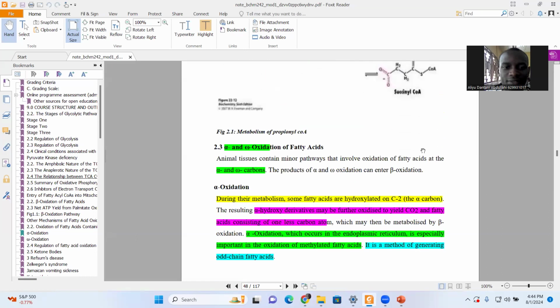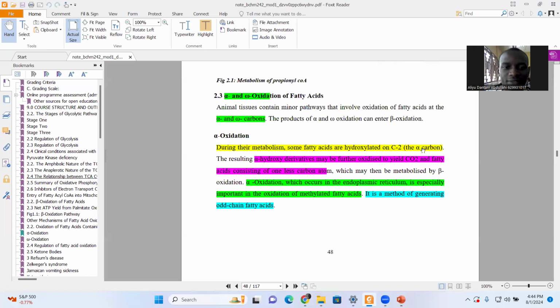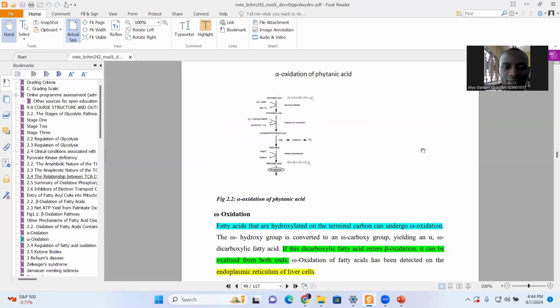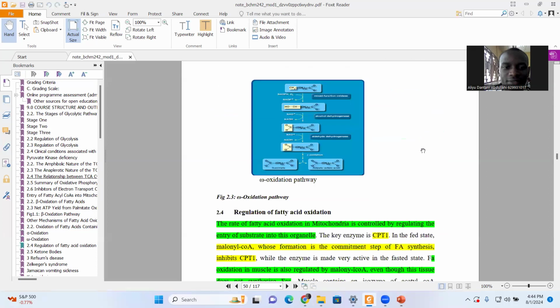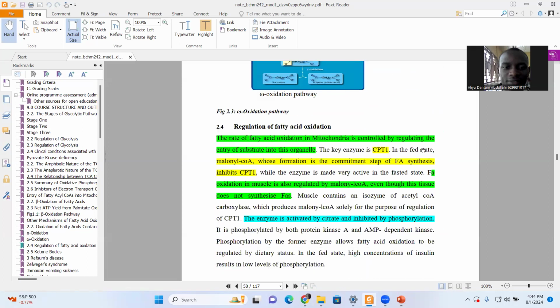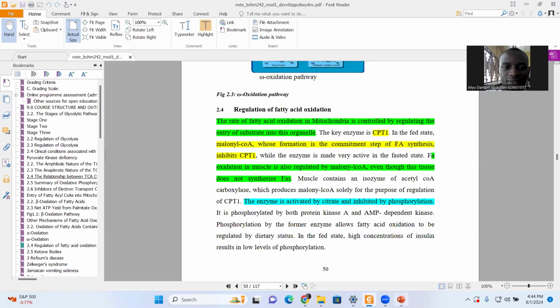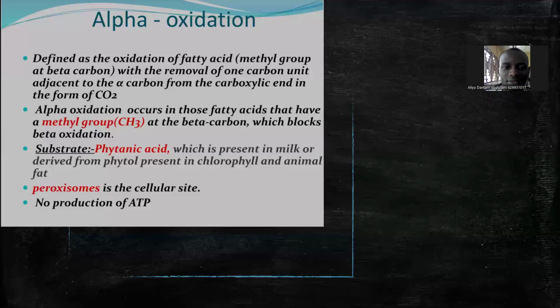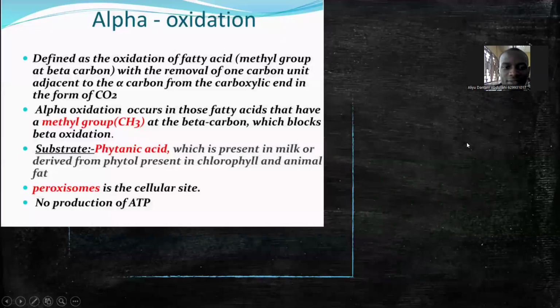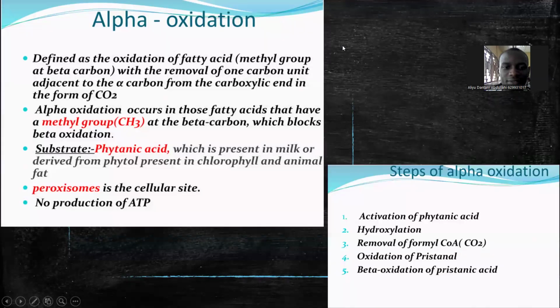Now, alpha and omega oxidation of fatty acids, right? This is it. Everything is here. But I'll allow you to go and read this on your own. I'll just show you what I have here, which simplifies everything for me, to be honest. Okay? So alpha oxidation. What's alpha oxidation?